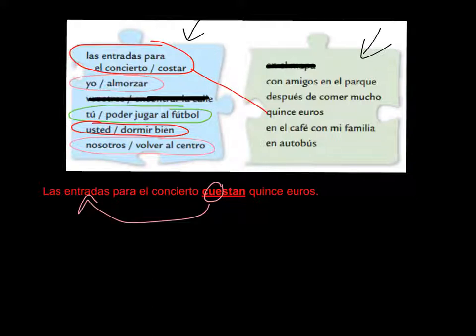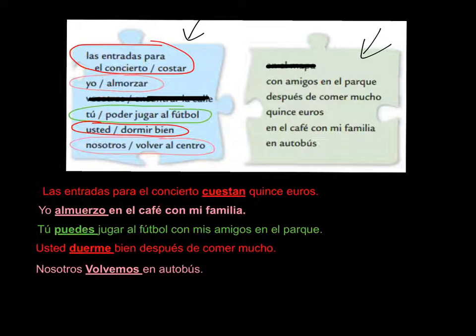Now, pause the video and do the remaining 4 problems. I marked out one in black because it dealt with vosotros. Pause the video, complete this activity, and then play the video to see the answers. Okay, so the first one, las entradas para el concierto cuestan 15 euros. That would be the answer for the first one. The second one, yo almuerzo en el café con mi familia. That says I eat lunch in the cafe with my family.